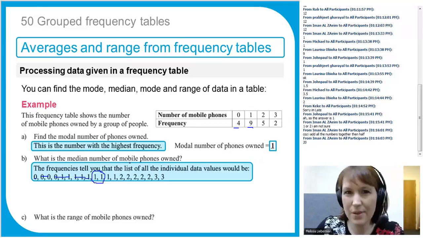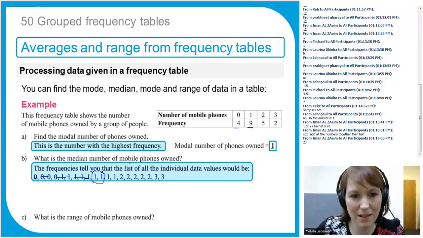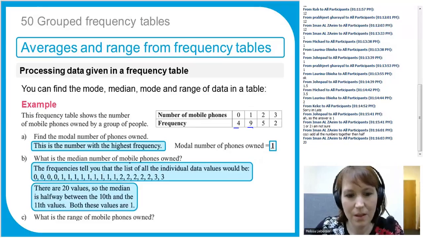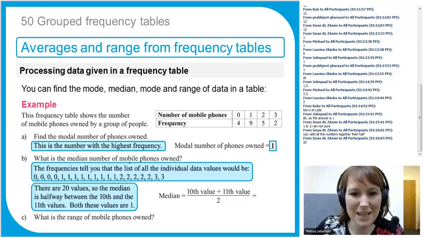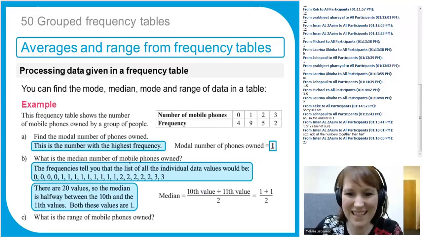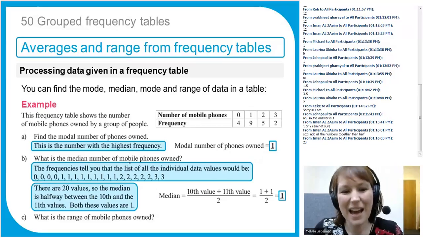Okay, so you can see how this is getting a little bit tricky once we have it in this kind of frequency table. So if you want to, you can write 10th value plus the 11th value divided by 2. They're both 1, so the answer is going to be 1. Okay, happy with that? Okay, how about part C?